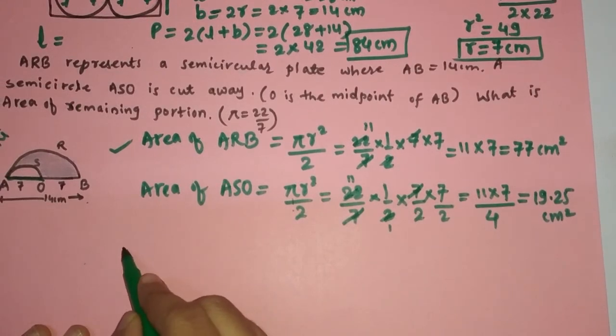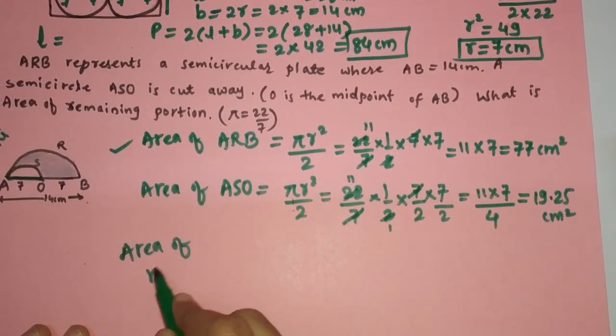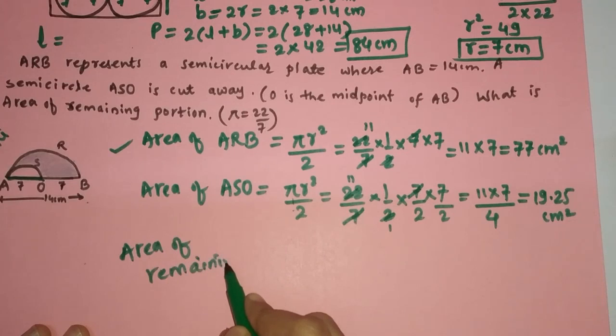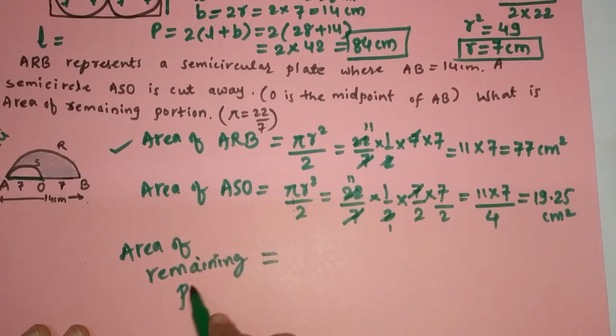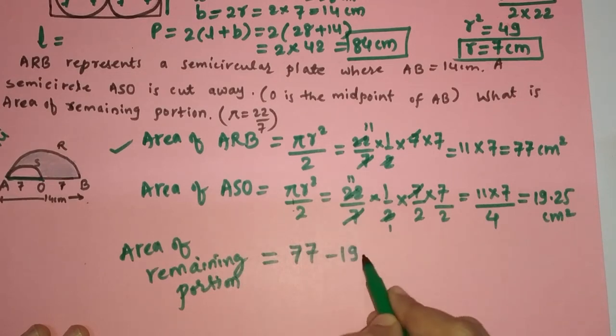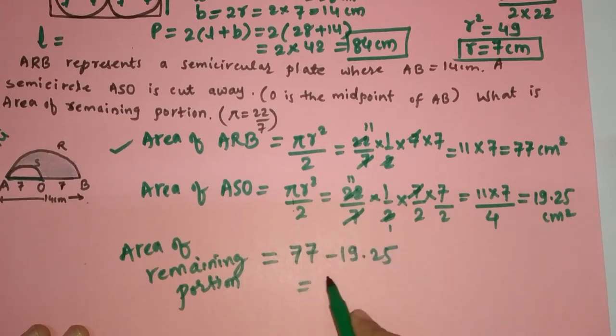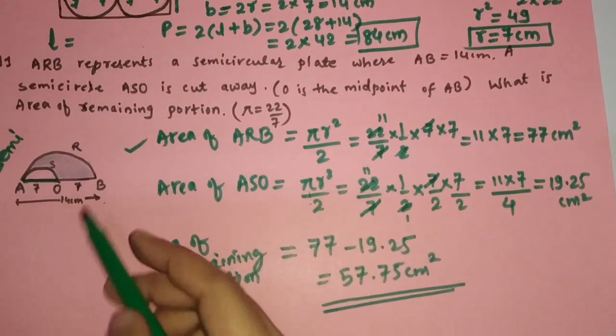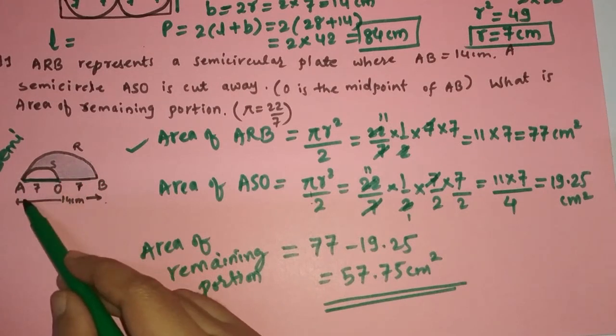So friends, the area of the remaining portion will be the subtraction of this, 77 minus 19.25, which is going to be 57.75 centimeters square. Area of this ARB minus area of this ASO.